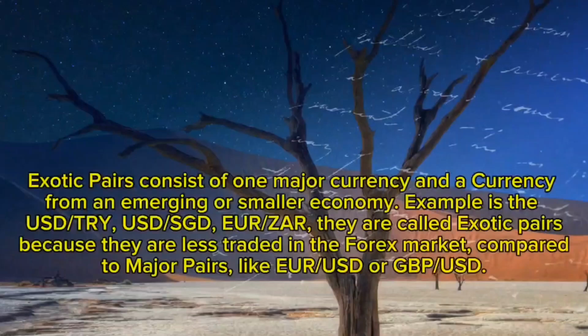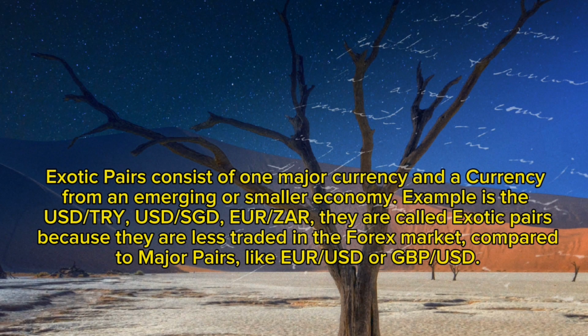Alright, let's talk about exotic pairs. Now, exotic pairs consist of one major currency and a currency from an emerging or smaller economy. Example of exotic pairs, we have USD and the Turkish lira. We have the USD and the Singapore dollar. We have the Euro and the South African rand.